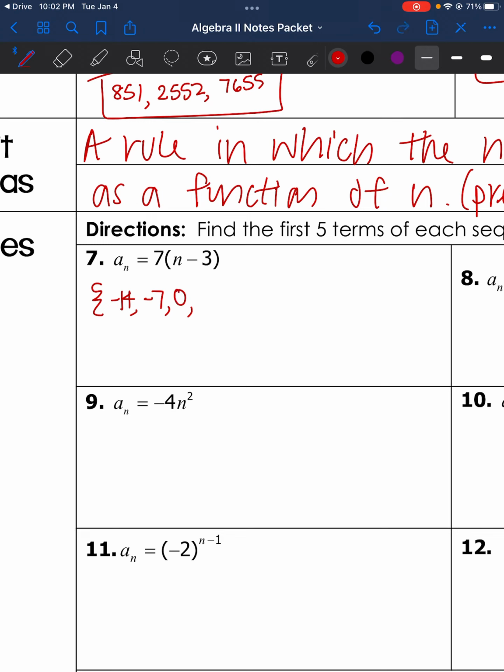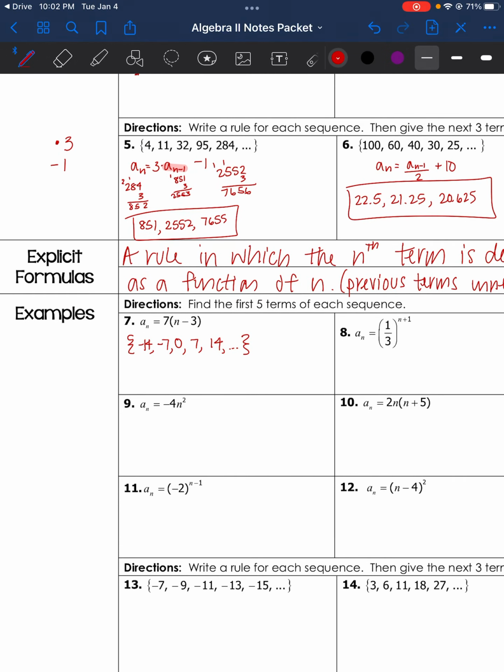Once we put in, that's 1, 2, 3, 4. 4 minus 3 is 1, times 7 is 7. 5 minus 3 is 2, 2 times 7 is 14. There's our first 5. This is an infinite sequence, because we can keep going up forever. n can just keep going up by 1 every time. So we're going to do dot, dot, dot, and close it there.